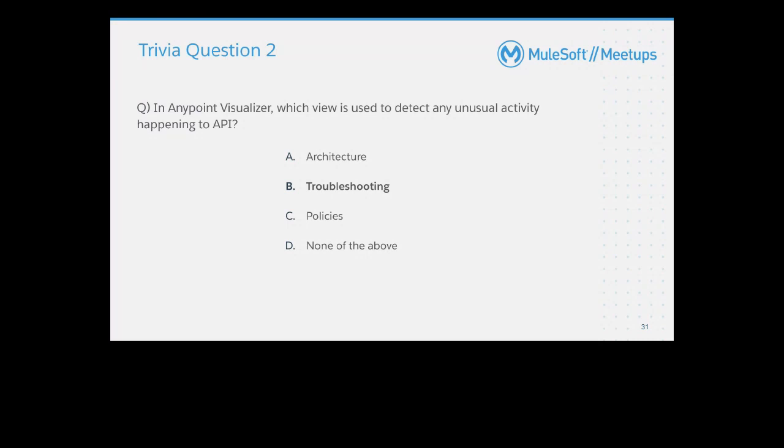And the troubleshooting view gives you more insight about the response time, the failure rate, and the inbound and outbound request response times, and all this information that we already went through. So troubleshooting is the first way, and it's also used by the operational team, whereas the architecture and policy views are mainly for the architect and the security team.